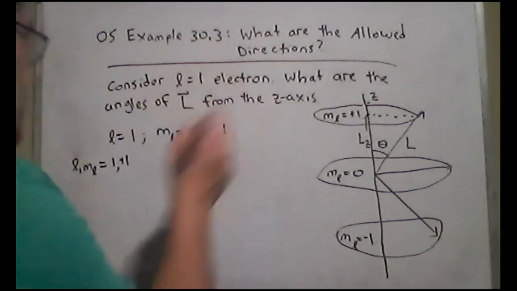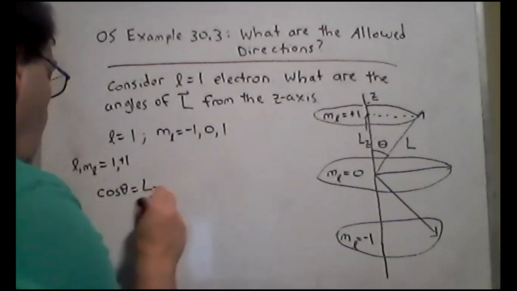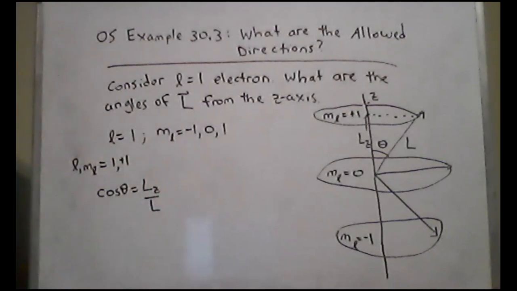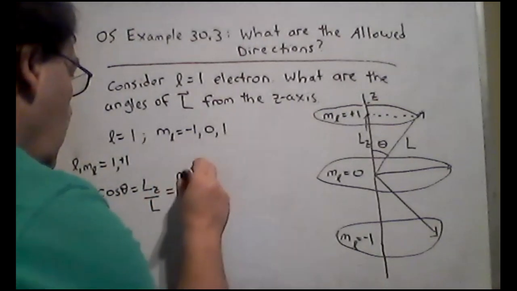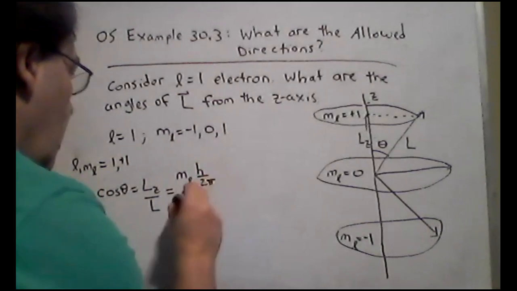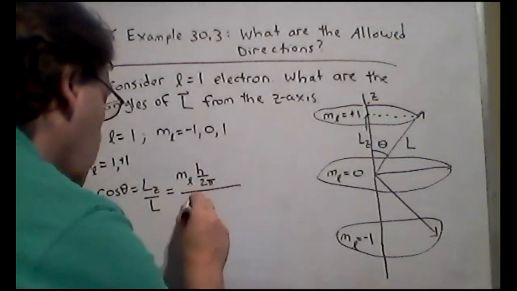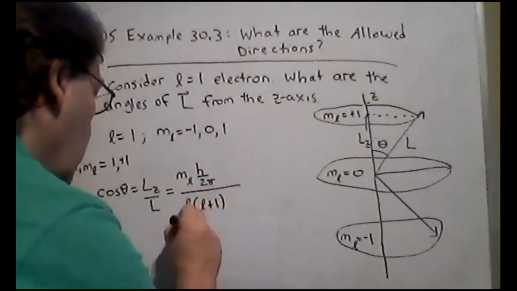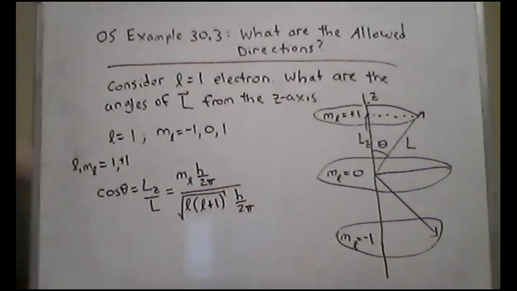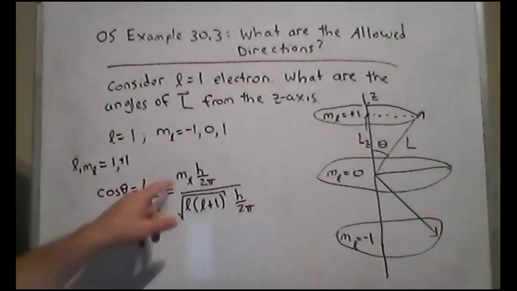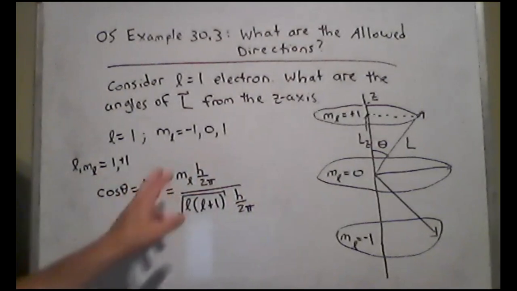Well, in general, what did I say before? I said the cosine of theta was going to be L sub z over L. What is L sub z? Its form is m sub L times h over 2 pi. Those are the allowed values of L sub z. What about L? L has allowed values square root of L times L plus 1, times h over 2 pi. So for me to determine the angle, this is from trigonometry, adjacent divided by the hypotenuse. L sub z is quantized, it can only take on the values m sub L times h over 2 pi. That's the z component.